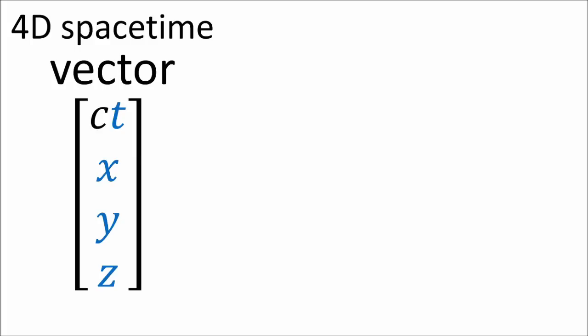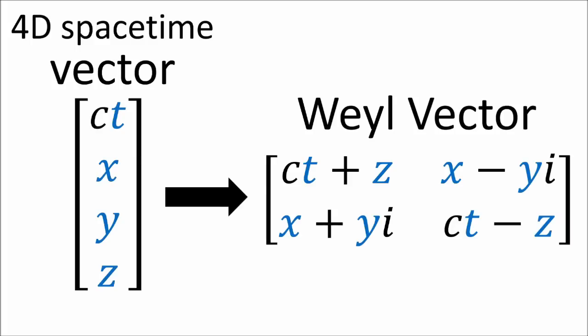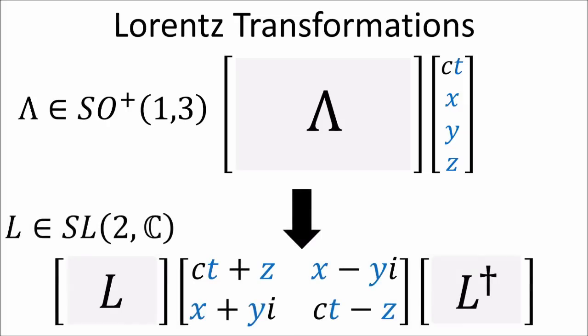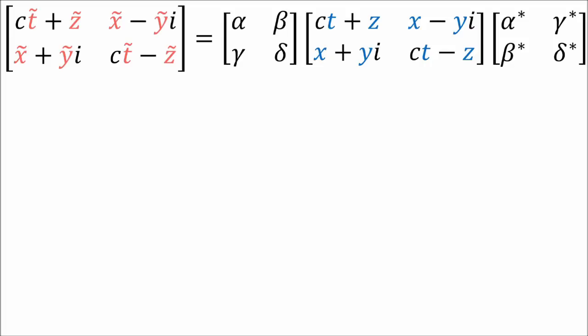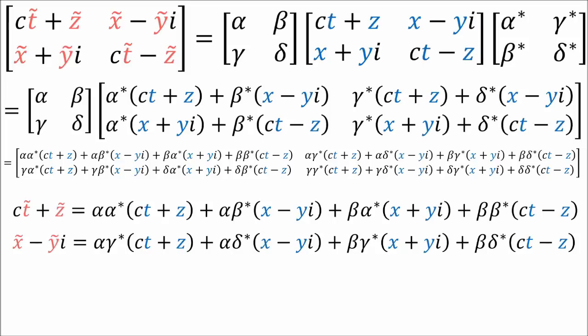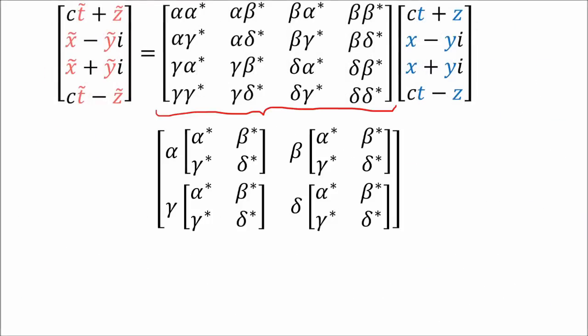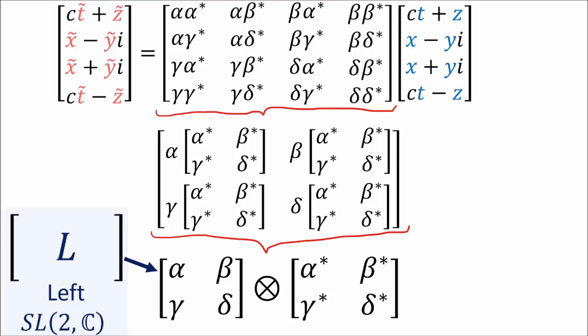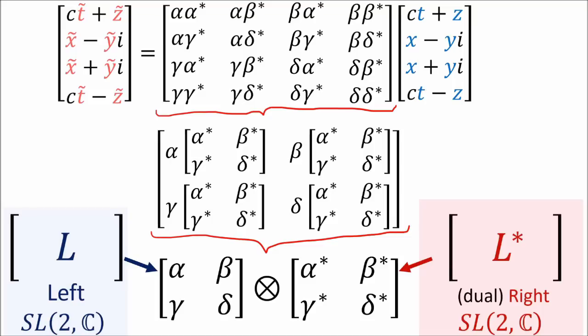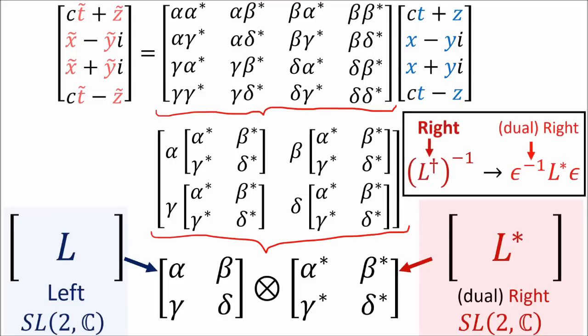Remember, we can rewrite a four-dimensional spacetime vector as a Weyl vector, which is Lorentz transformed using an SL2C matrix L on one side and L dagger on the other side. If we take this double-sided Lorentz transformation formula and churn through the matrix multiplications to get 4 equations, we can summarize all the coefficients using this 4x4 matrix. This 4x4 matrix is really just the tensor product of a left SL2C matrix L and its complex conjugate, which, remember, is the corresponding SL2C matrix from the dual right representation, which is equivalent to the right representation under a change of coordinates.